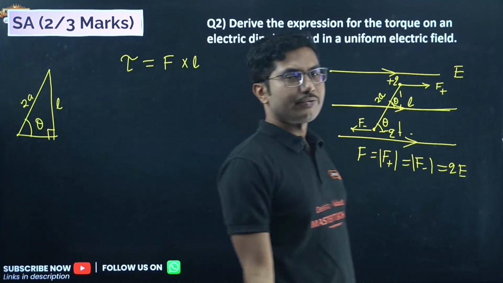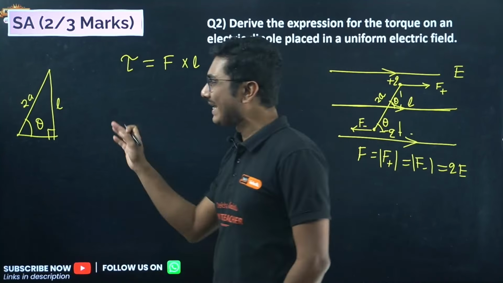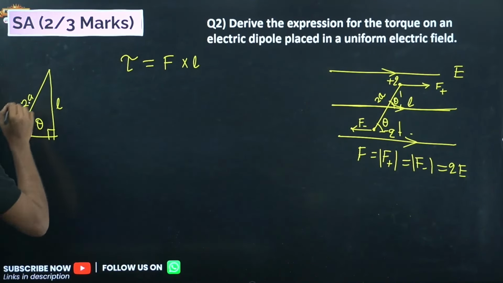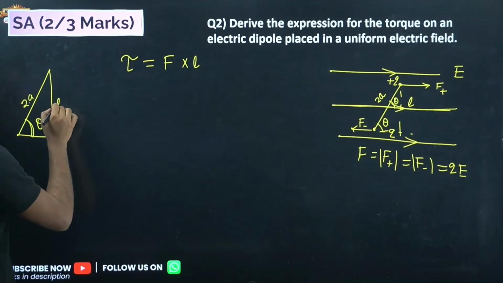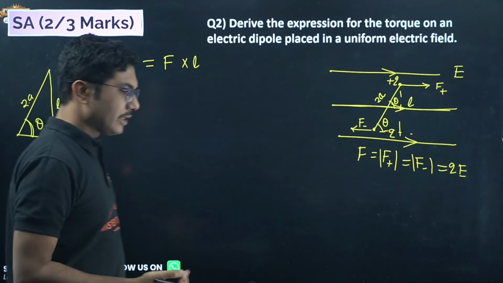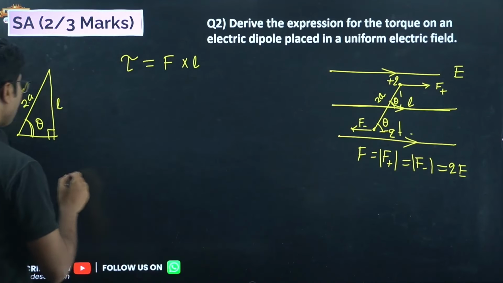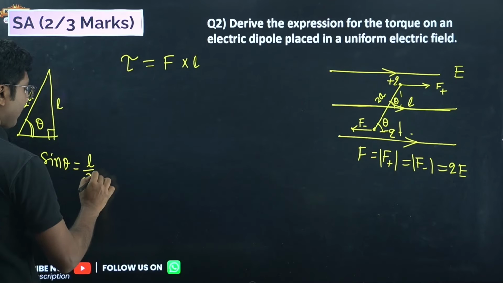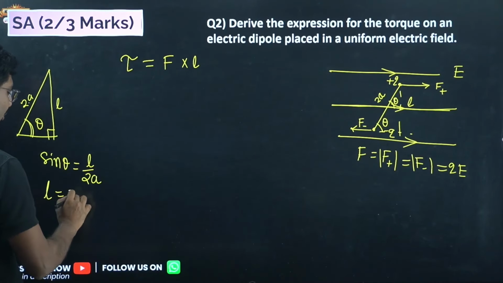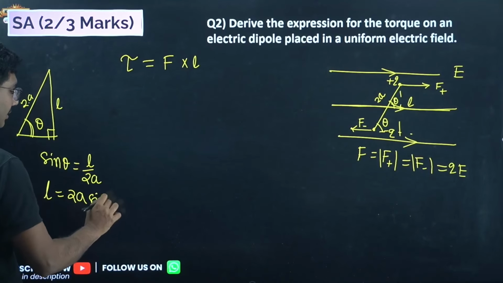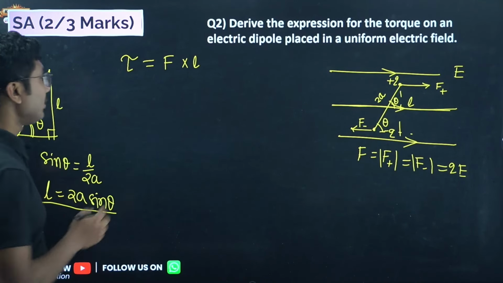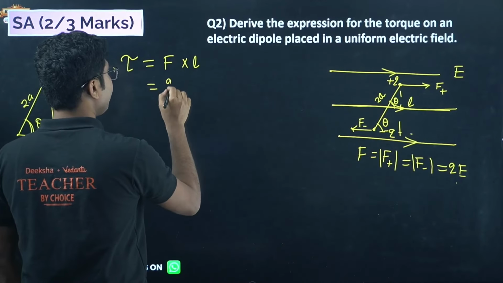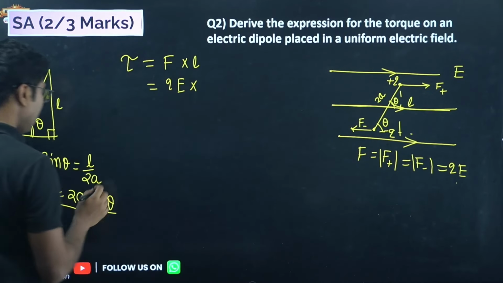Perpendicular distance between the forces means L. Now what is L in terms of 2a? If we can figure that out, then we will be able to solve it. This is the hypotenuse, and with respect to this angle, this is the perpendicular. Perpendicular by hypotenuse is sine theta. So sine theta equals L divided by 2a. So L is 2a sine theta. Right, so we have figured this out. Now the only thing we have to do is put in the value of the force, qE, and the value of L, which is 2a sine theta.